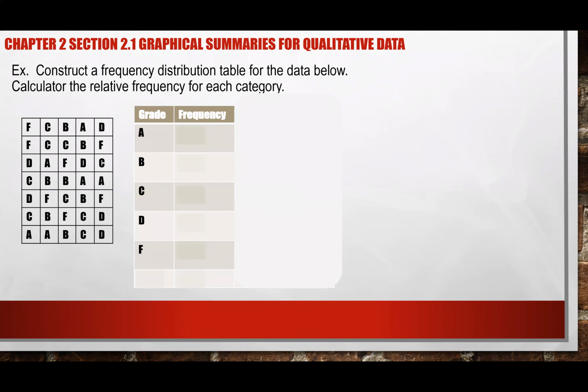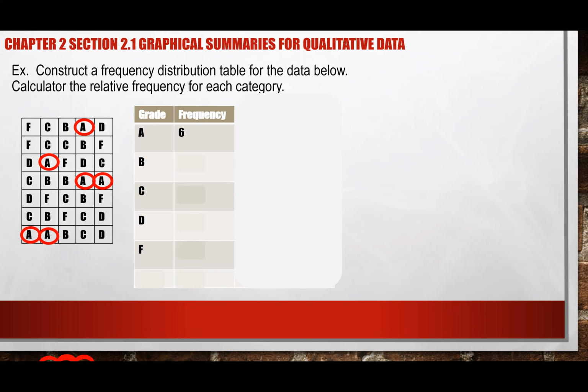If you came from 120, it's the same idea. Look at this and list out your classes. Because it's qualitative data, my categories are A student, B student, C student, D student, or F student. Then you go into your raw data and ask yourself, how many A students do I have? In this case I have 6, so the frequency is 6. That's how often A appears.